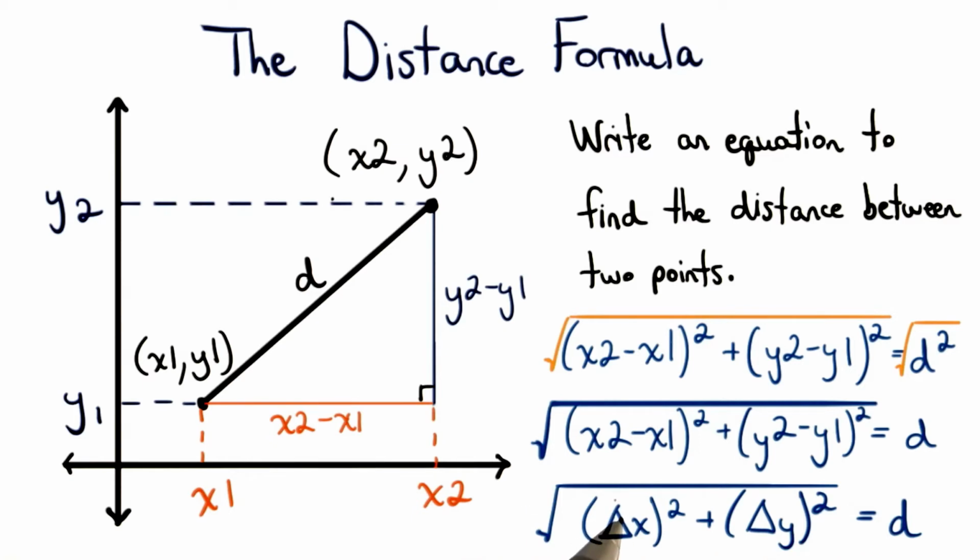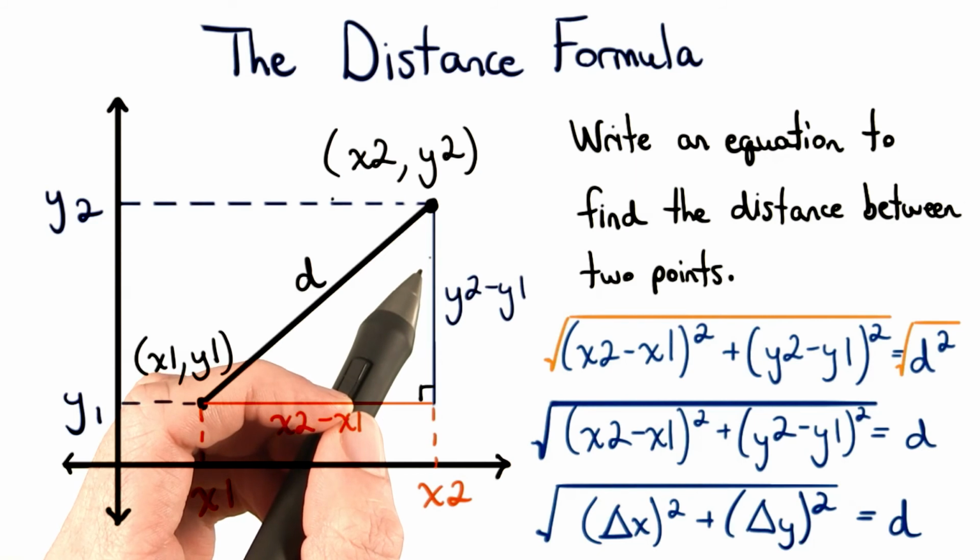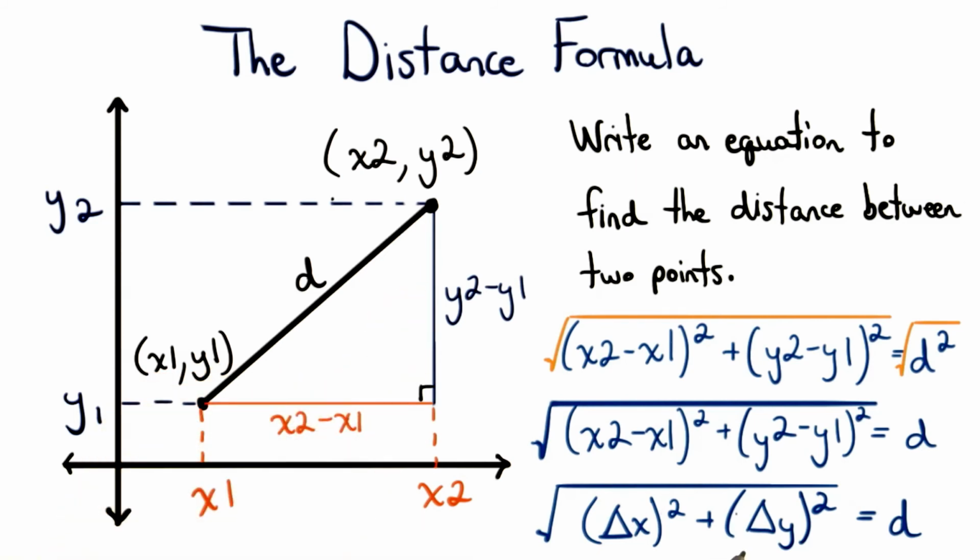This symbol right here that you see is delta, and it's a Greek letter that means change. You may have seen this in chemistry or in other courses. And this delta just means change. I think it's easy to think about the change in the x values and the change in the y values to find our answer. This is more simple than writing this crazy notation.